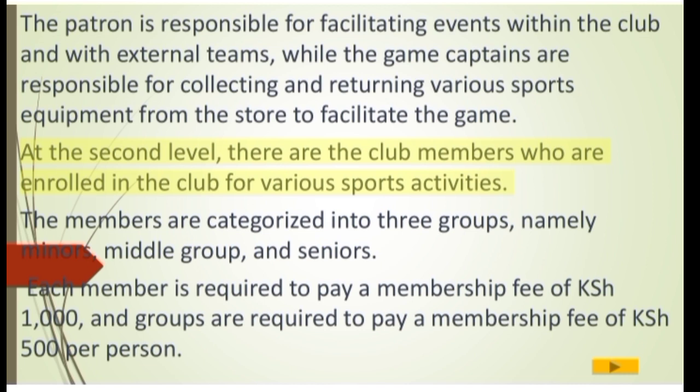At the second level, there are the club members who are enrolled in the club for various sports activities. The members are categorized into 3 groups, namely minors, middle group, and seniors. Each member is required to pay a membership fee of KSH 1000, and groups are required to pay a membership fee of KSH 500 per person.